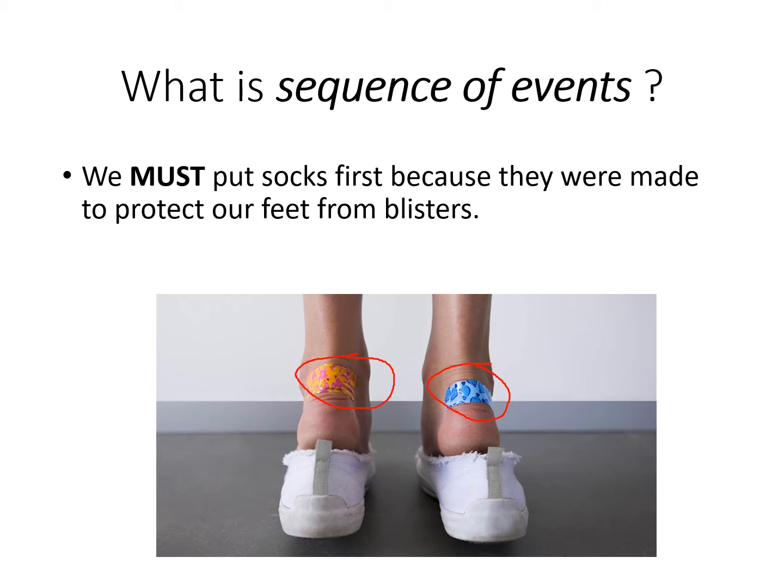Now remember, right now, this has to do with the sequence of events. Because first, you have to wear your socks, and then you have to wear your shoes. There's a sequence to it. First, the socks, and then the shoes. Remember, sequence of events. There's a beginning, there's a middle, and there's an end. So, in other words, there's an order to things. There's an order to do things.